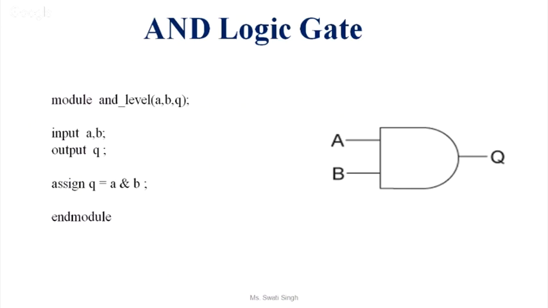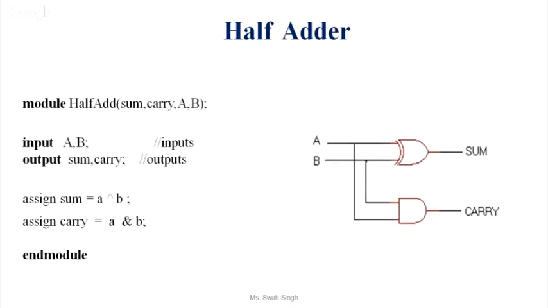As I already discussed, AND logic gate. If I take one more example, half adder. In half adder we define module half adder, sum, carry, A and B. A and B are your inputs, sum and carry are your outputs. As we know, in half adder, sum is basically A XOR B and carry is A and B. So we can assign sum equal to A XOR B and assign carry equal to A and B, and endmodule.